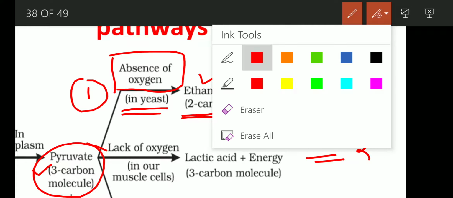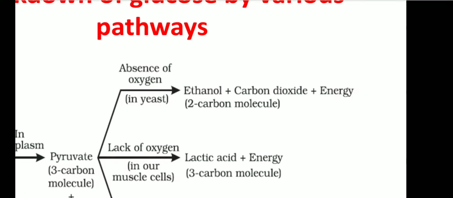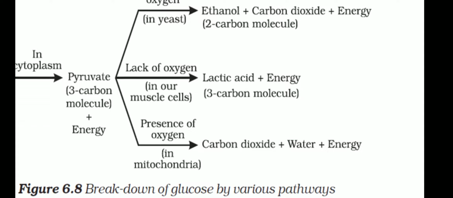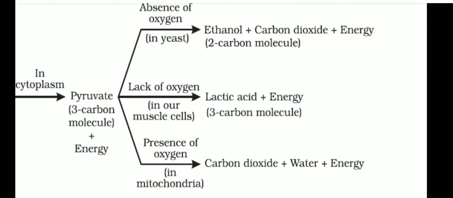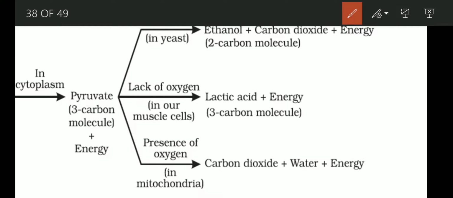Moving to the second type of pathway. Second type of pathway also takes place in the lack of oxygen, when oxygen supply is not sufficient. What is the location of such type of reaction? Muscles in human beings. Muscle cells in human beings. When we are sitting normally, at that time our muscles get sufficient oxygen. But when we start running or when we start doing some kind of exercise, at that time our body fails to supply sufficient oxygen to our muscle cells.